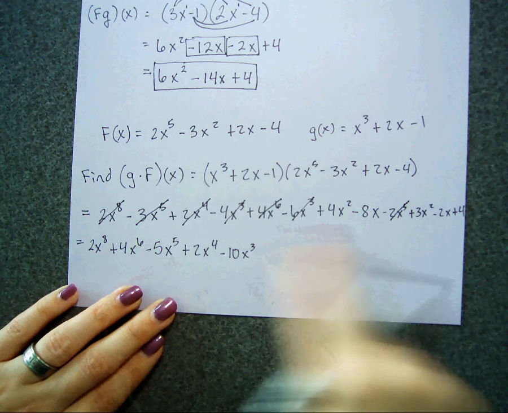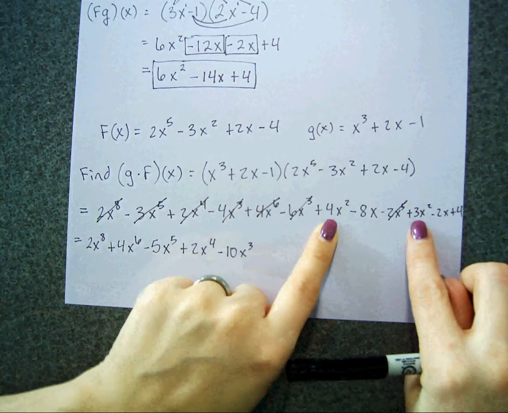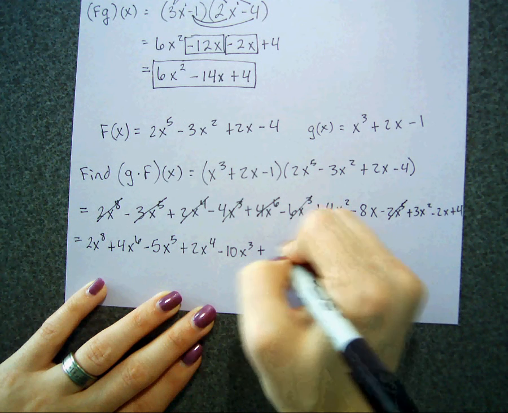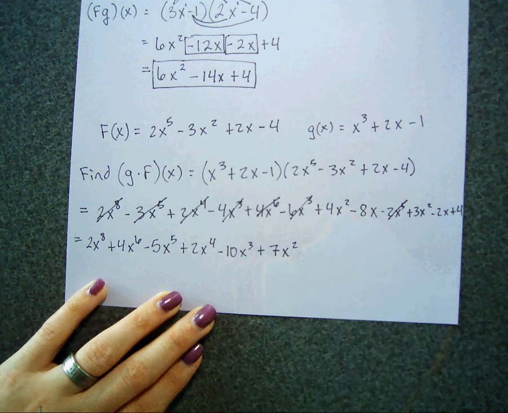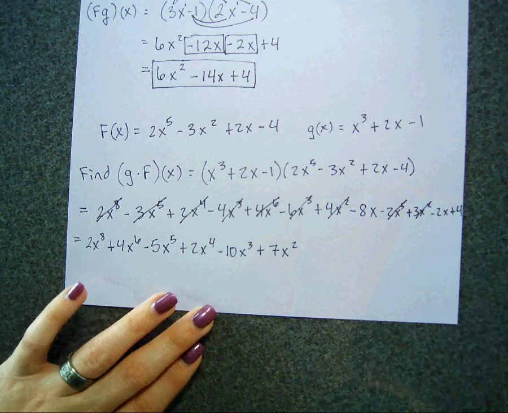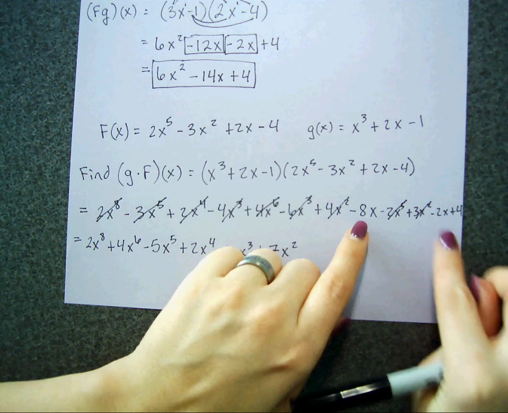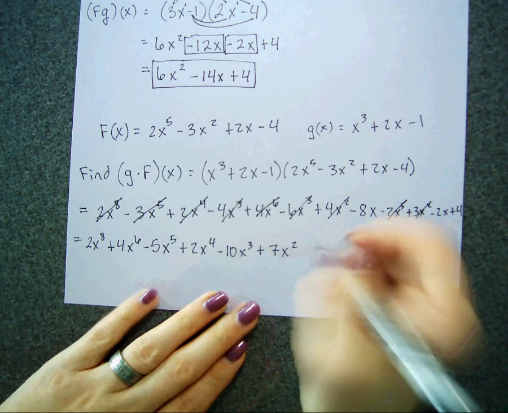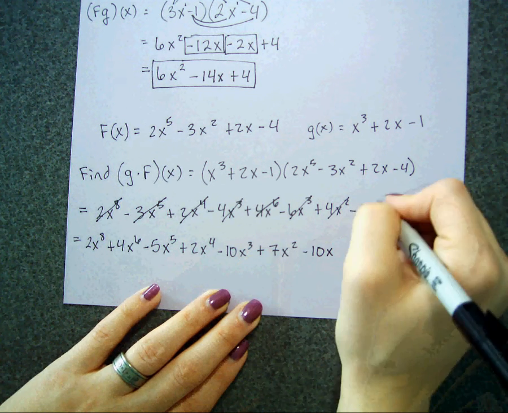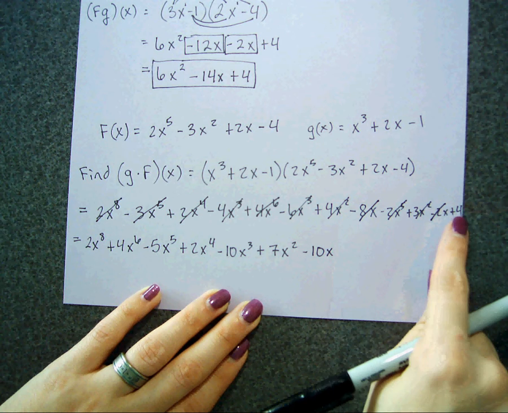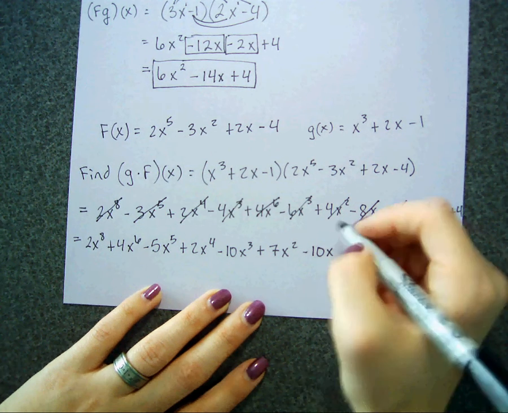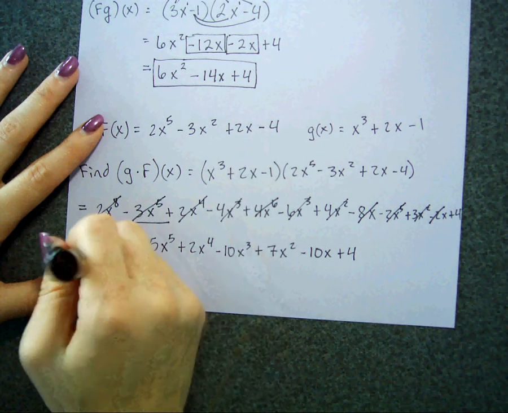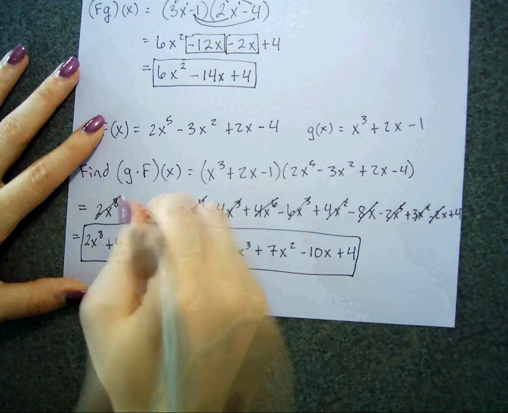X squared, I have a couple of those. 4x squared and positive 3x squared gives me positive 7x squared. Very good. Again, canceling those out. Coming down again, my plain x's, negative 8x minus 2x gives me negative 10x. And lastly, my plain constant. I don't have any others, so it's just plus 4. There is my final answer to g times f.